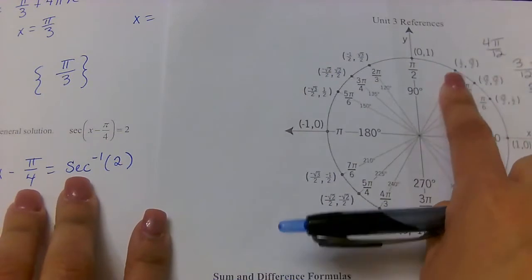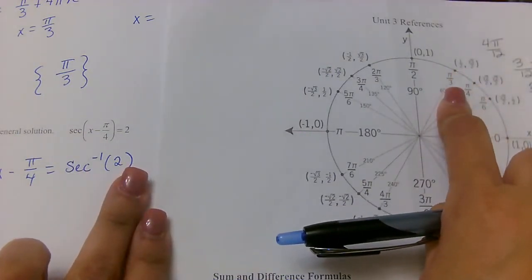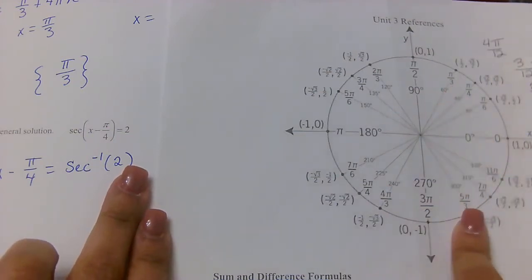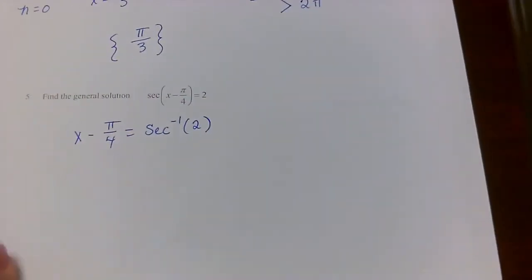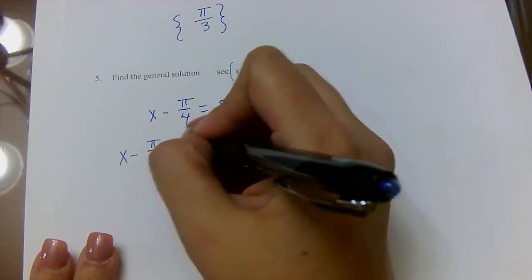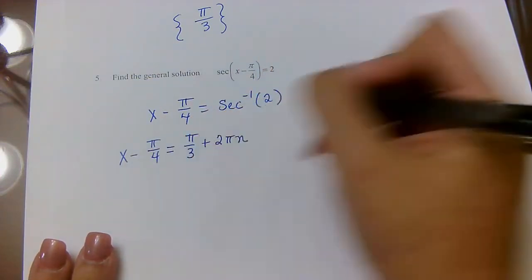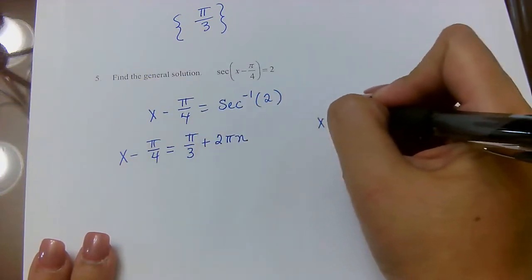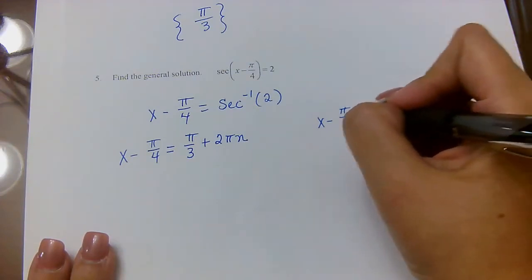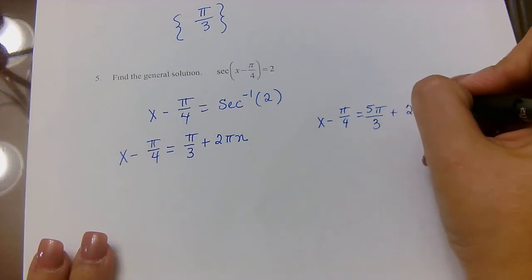I'm looking for cosine of 1/2 because when I flip it, I will get 2. So our first solution is going to be pi over 3, and our second solution will be 5 pi over 3. So I'm going to go ahead and write that. So I'm going to have x minus pi over 4 is equal to pi over 3 plus 2 pi n, or x minus pi over 4 can equal 5 pi over 3 plus 2 pi n.